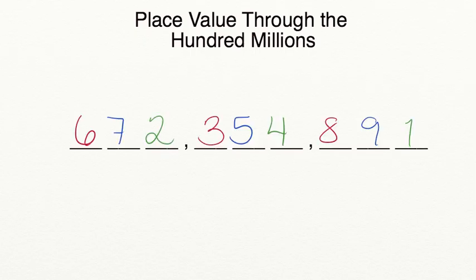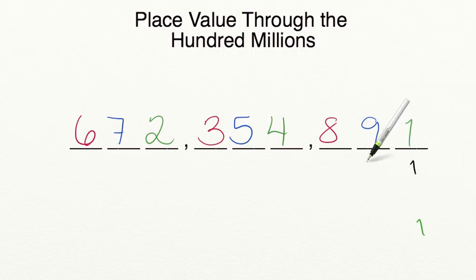Let's begin our review today by discussing this number that we have on the screen. We have 672,354,891. But what does that mean? Well, let's go through each place value together. Let's start with the ones place. This place value is called the ones place. It means that whatever number we have in this place value has a value of 1 times that number. So since we have 1, that means that this place value has a value of 1.